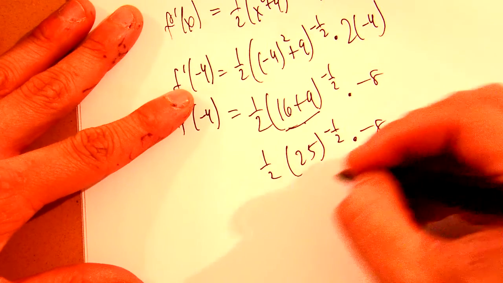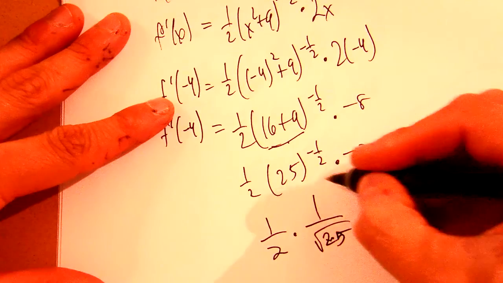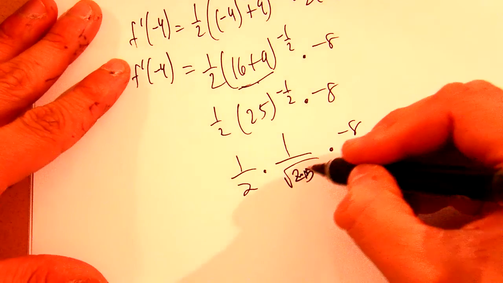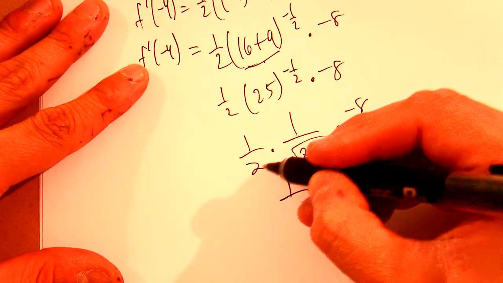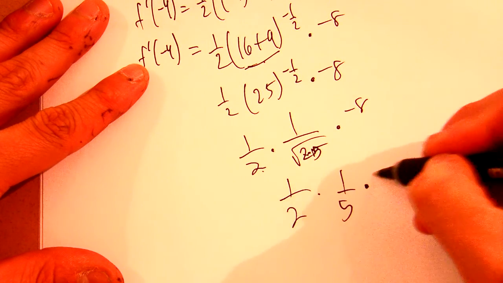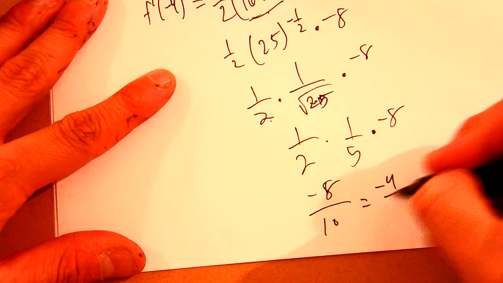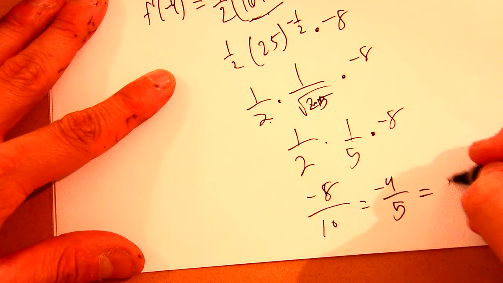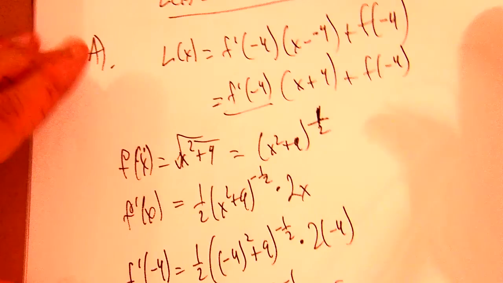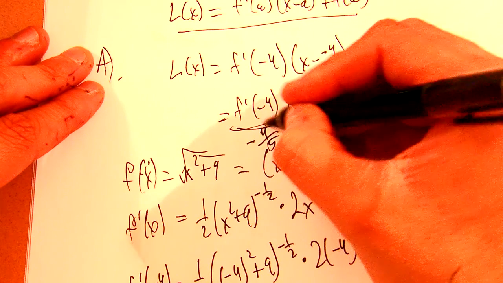And now we rewrite again. This is 1/2 times 1 over the square root of 25 times negative 8. Just double check that, these are the properties of exponents. The square root of 25 is 5, so it becomes 1 over 2 times 5, which is 10, times negative 8. So we get negative 8 over 10, which is clearly negative 4/5. So this was f prime of negative 4. That was a lot of work, but I didn't skip any steps here. So this part here becomes negative 4/5 based on our work here.